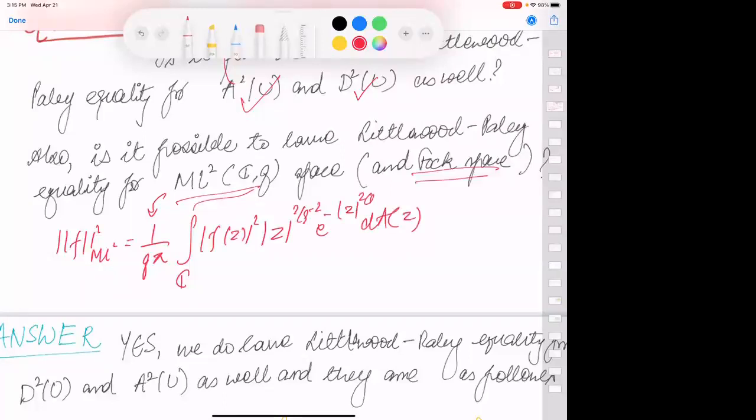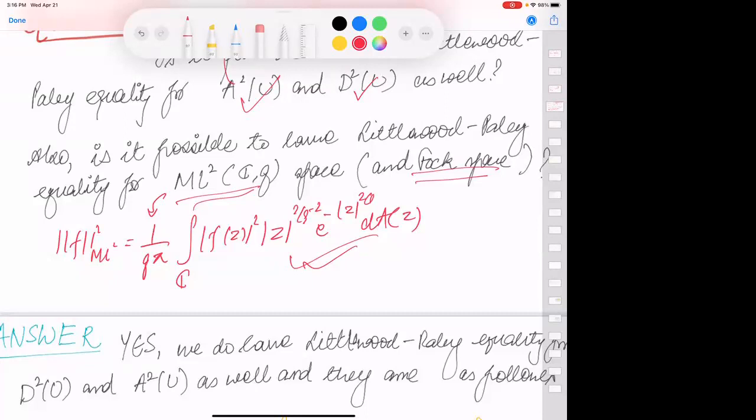Okay, and if you put q as 1 in this Mittag-Leffler norm, you will come back to the Fock space. So in other words, you can say that Mittag-Leffler space, ML2 space, is one parameterization of Fock space, and it was constructed by Dr. Joel and his collaborators in the year 2018. So it is used for the study of fractional order calculus.